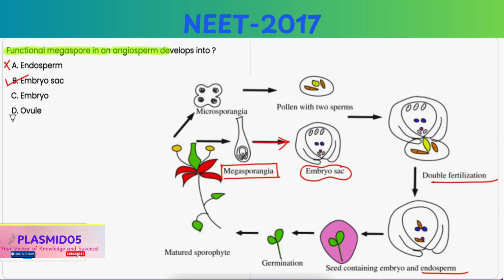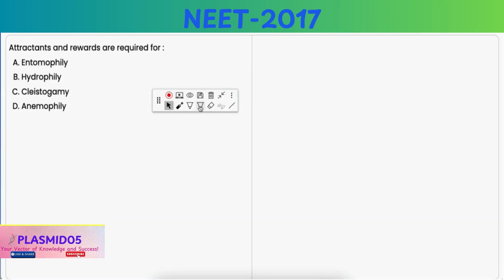Option C, embryo. This is incorrect because the embryo develops after fertilization when the zygote undergoes division, but it is not formed directly from the functional megaspore. Option D, ovule. It is also incorrect because ovule is a structure of the plant that contains the megasporangium, which produces the functional megaspore. But the ovule itself does not develop from the functional megaspore.